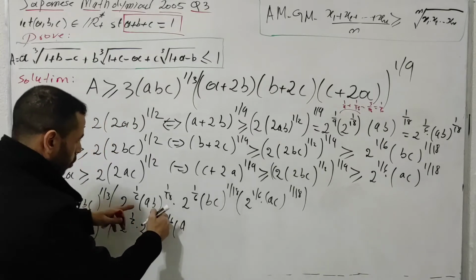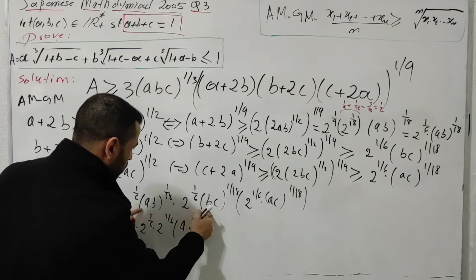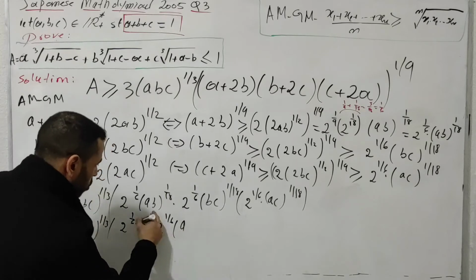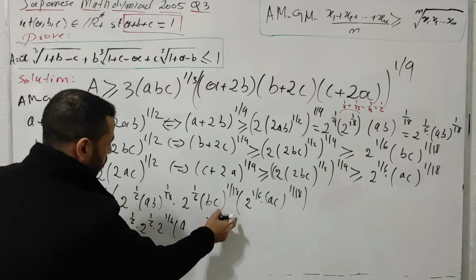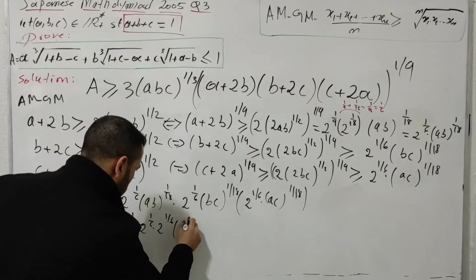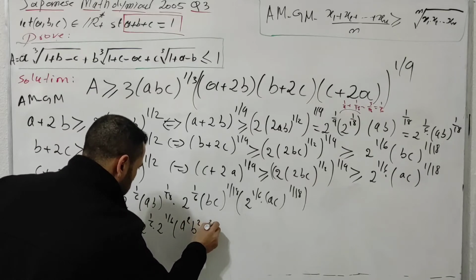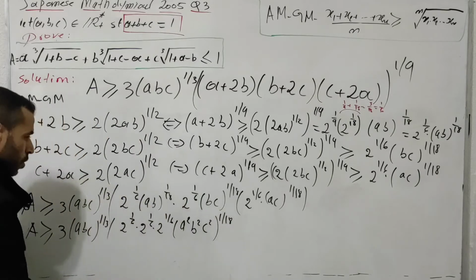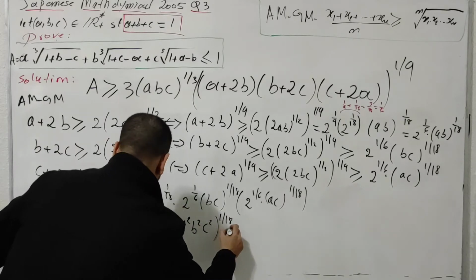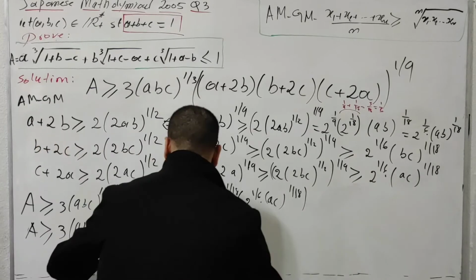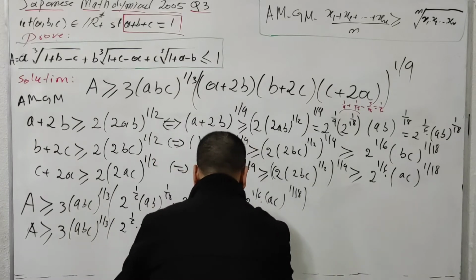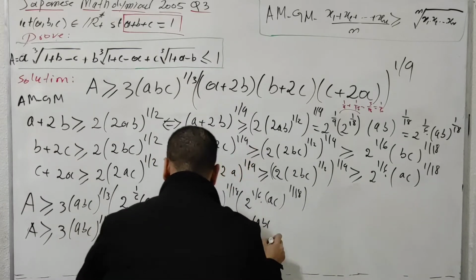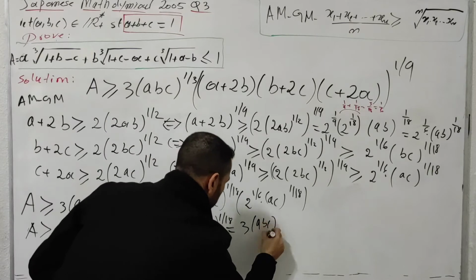So I'm going to rearrange all these numbers ABC together. I will get A squared multiplied by B squared multiplied by C squared, and the whole thing is raised to the 1 over 18. And then this one is giving us 3 times ABC, to the 1 over 3.